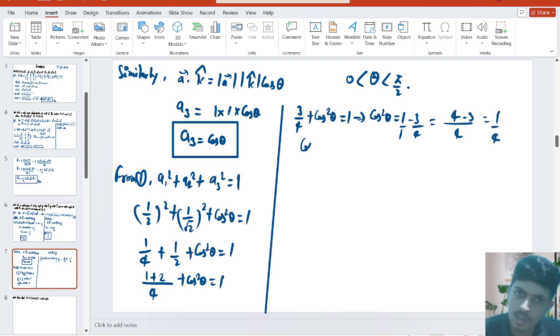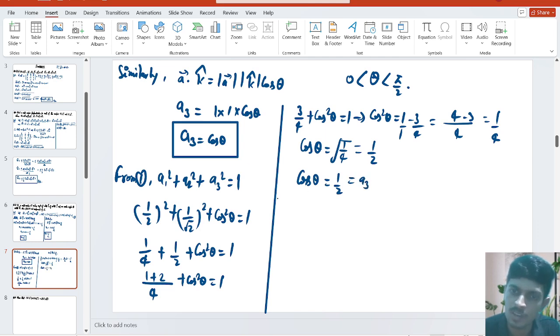Taking the square root, cos theta is equal to plus or minus the root of 1 by 4. Because theta is an acute angle, it lies in the first quadrant, so this is plus 1 by 2, taking not minus 1 by 2 because it lies in the first quadrant. So cos theta is equal to 1 by 2, and from this you get A3. If you find the angle, cos theta is 1 by 2, which is cos pi by 3. So theta becomes pi by 3, and this is an acute angle. Theta equals pi by 3. I hope it is clear to you.